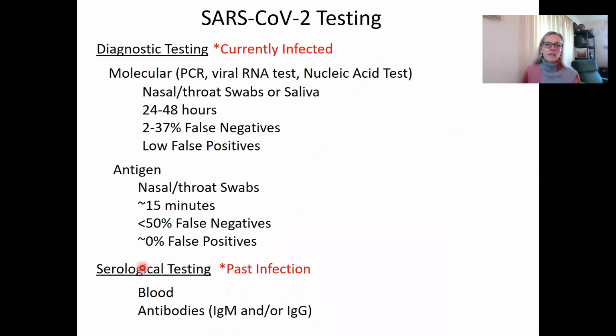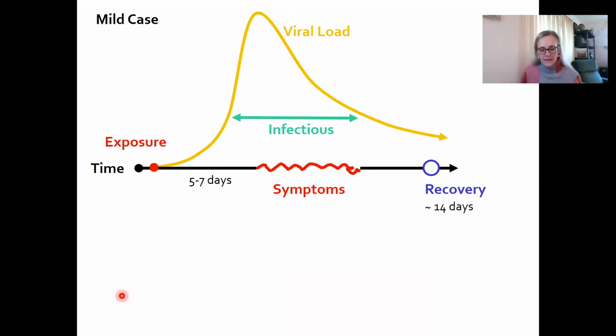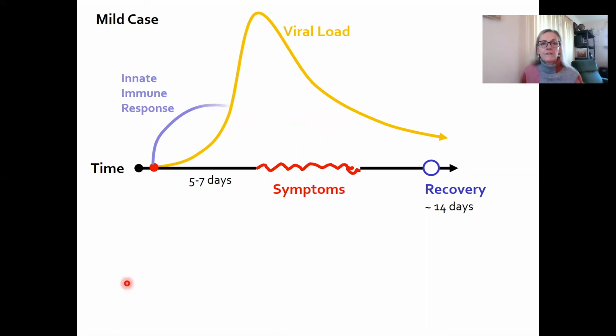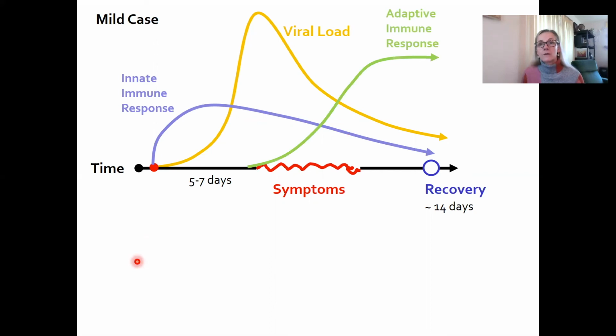So now I want to talk a little bit about serological testing. If you look at our life cycle, if you remember, previously I talked about innate and adaptive immunity. Your innate immune response, or the first line of defense, happens early in infection, and it's not till much later that you get your adaptive immune response. Your adaptive immune response involves T cells, but also antibodies.